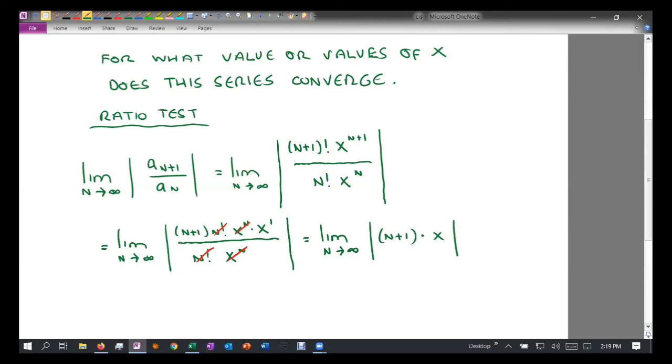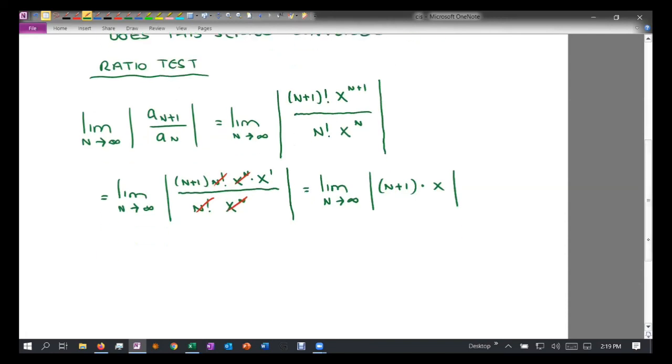It said if we take this limit and we get what? Less than 1 converges, greater than 1 diverges. If this thing turns out to be a number less than 1, this thing will converge, and if it's greater than 1, it'll diverge. And what if it is 1? Inconclusive. It's inconclusive.